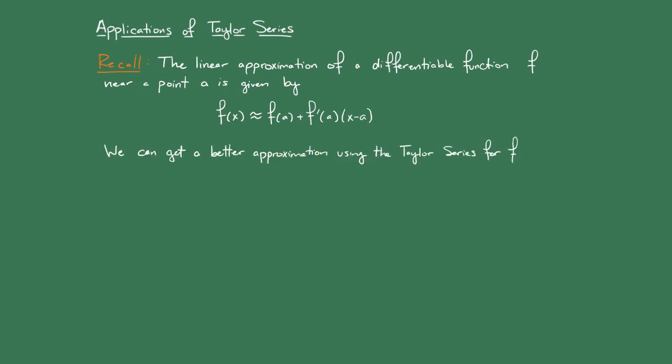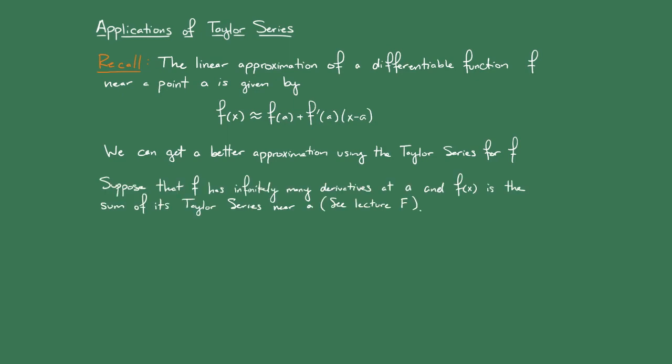So how can we get a better approximation? The tool that we're going to use is the nth Taylor polynomial for f. So suppose that f has infinitely many derivatives at a, and that f of x is the sum of its Taylor series near a. If you're feeling uncertain about these topics, you can always go back to the earlier lecture for a quick review. Once we have found the Taylor series for f, we can approximate f of x near a using the first few terms of its Taylor series.